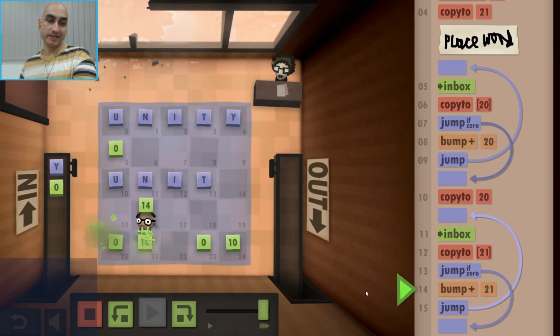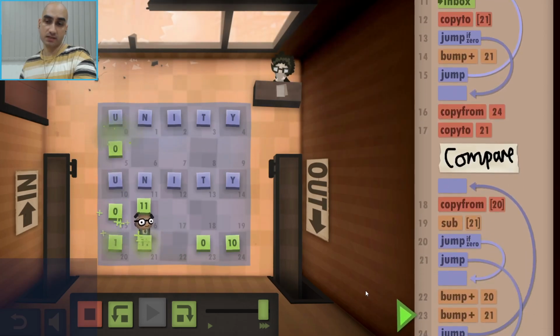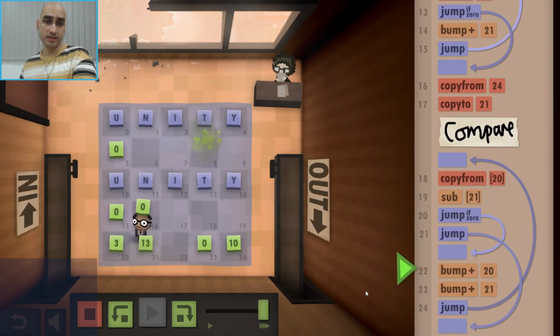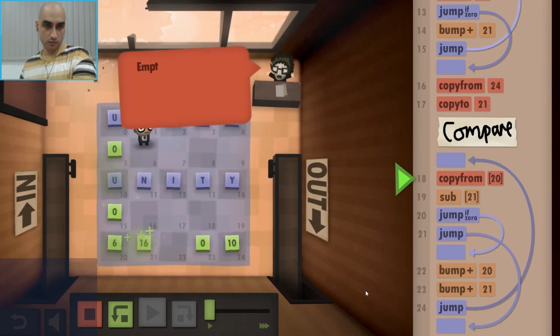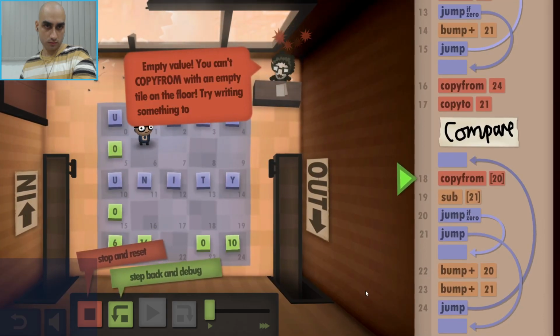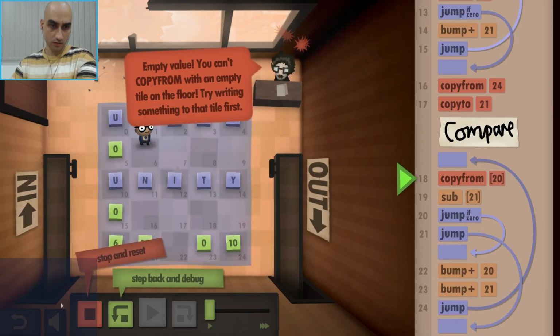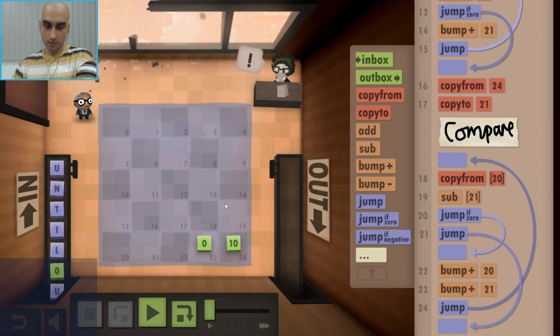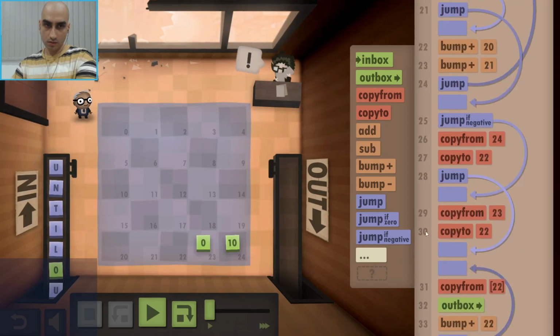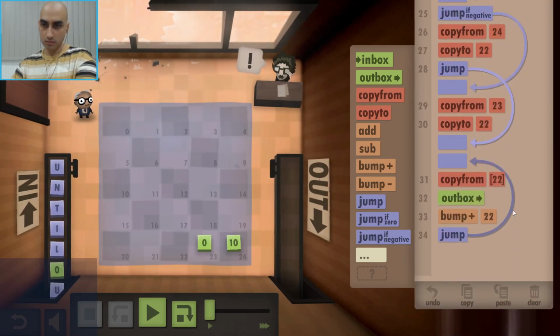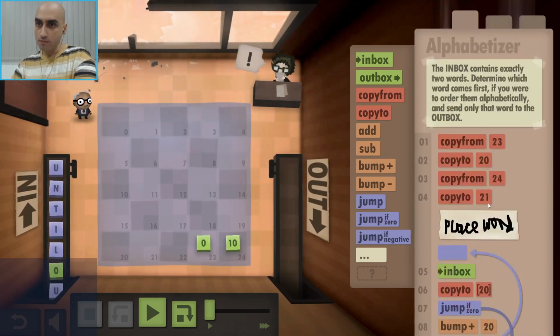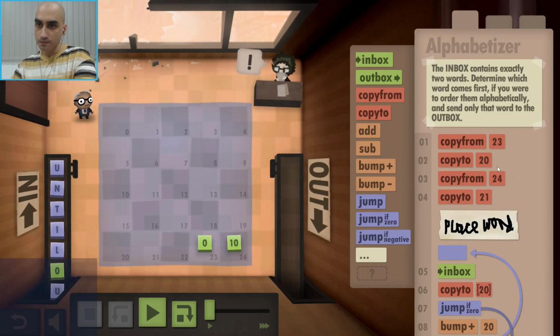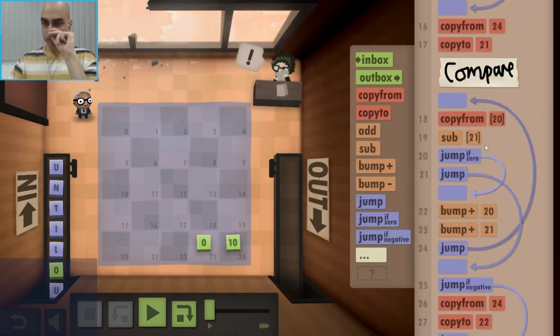This is basically lexicographical ordering algorithm. This is good. This is a good problem. Wait, what are you supposed to do if they are equal? You just output one of them.